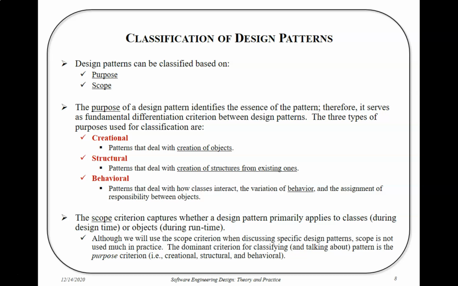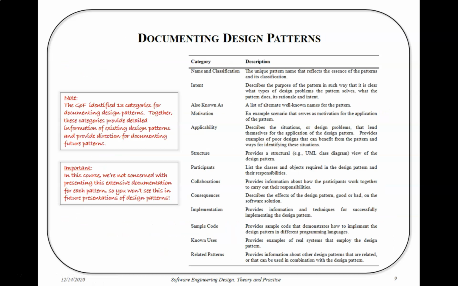Another classification is based on scope, whether it is class scope or object scope. Class scope is during design time, while object scope is during runtime. That means the creation of the object is only known during runtime. But we do not use this classification. For this course, we will use the purpose specification. So for this chapter, we'll discuss creational design patterns.